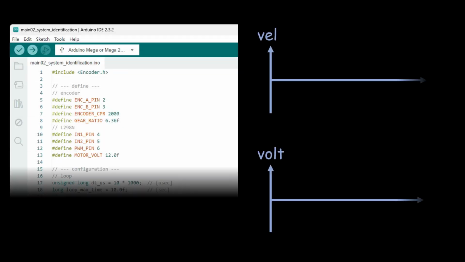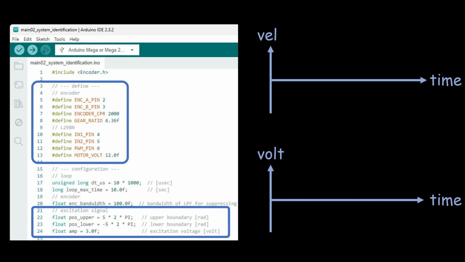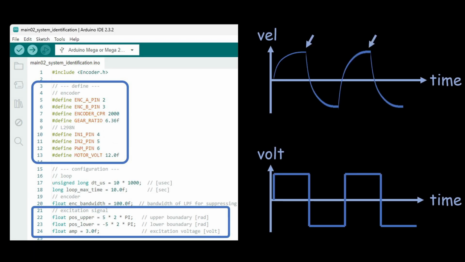After confirming that the hardware and settings are correct, open the example code main02. Input the hardware settings from example code 1 into example code 2. Modify upper position, lower position, and amplitude to ensure that the response includes a complete rising curve.